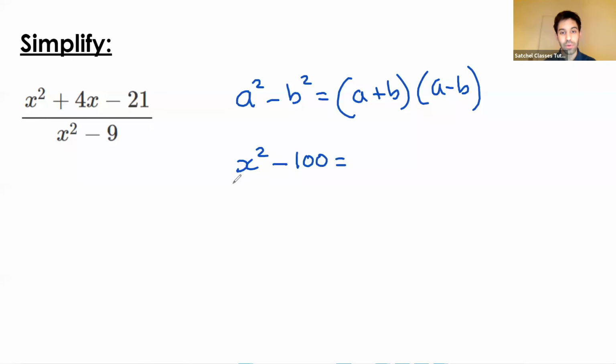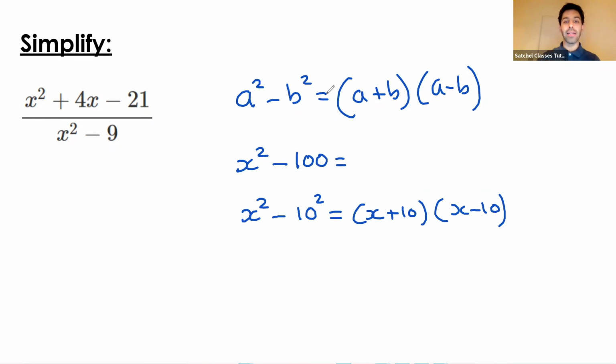Then what you will need to do is recognize that this is the difference of two squares, rewrite both terms in index form. So x squared is already in index form. 100 written in index form will be 10 squared, and then we can rewrite this in the form of x plus 10 multiplied by x minus 10. And this is very useful when you're simplifying algebraic fractions.